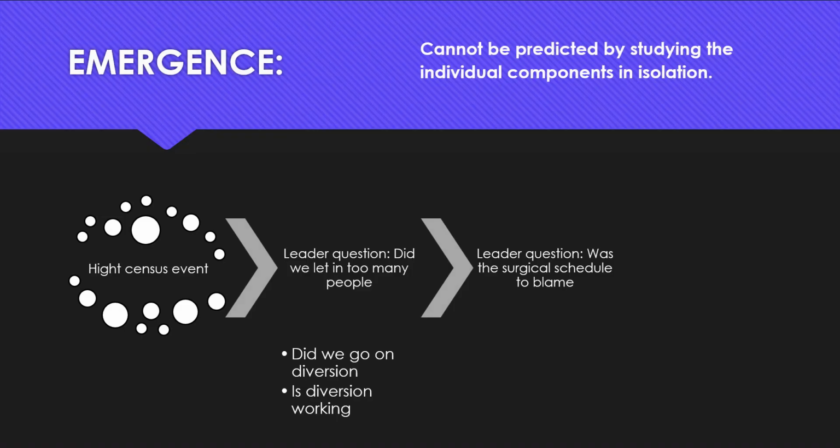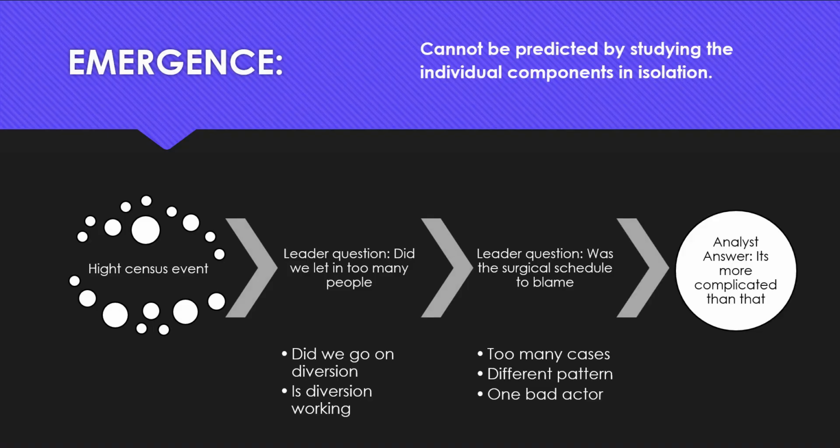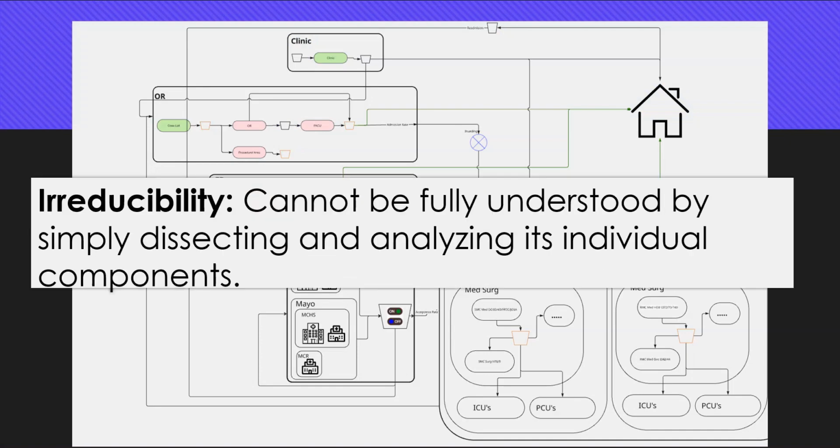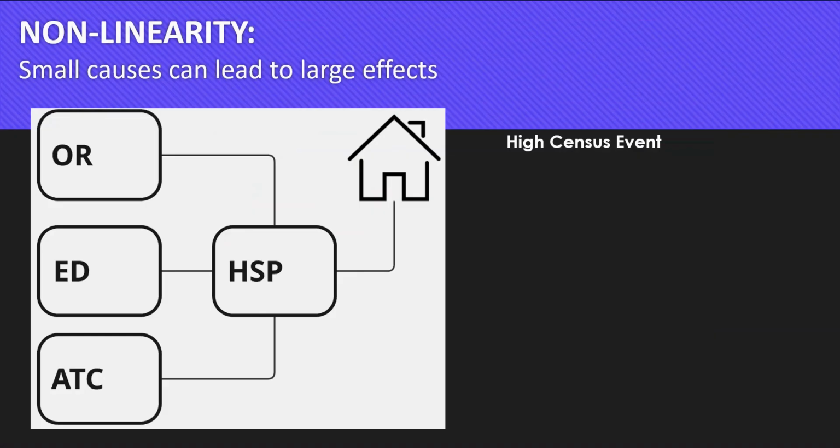Maybe they're thinking surgery is to blame. Is it a specific group that's the problem? Is there a pattern that's changing? If you have a thoughtful analyst, the right answer is actually, well, it's more complicated than that. It is not going to be just a single factor, because complex adaptive systems that have so many interactions are irreducible. They can't be fully understood by simply dissecting and analyzing their individual components.